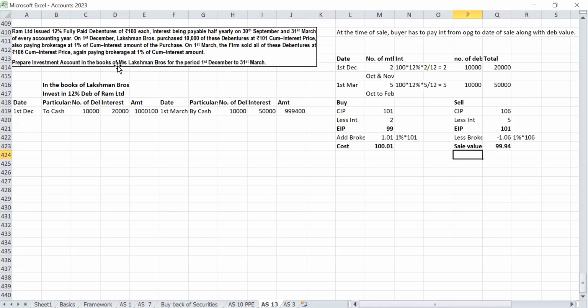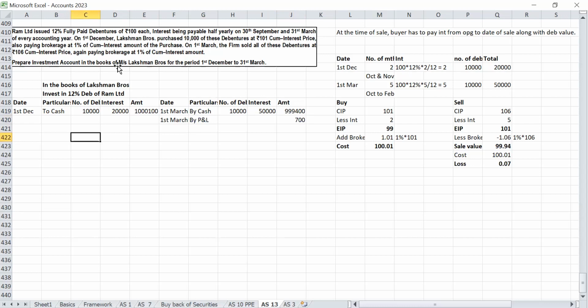Now I have to compute profit or loss. What is the cost? I bought at 100.01 per share. Now I am selling at 99.94. So there is a loss of 0.07 into 10,000, which is a loss transferred to P&L.